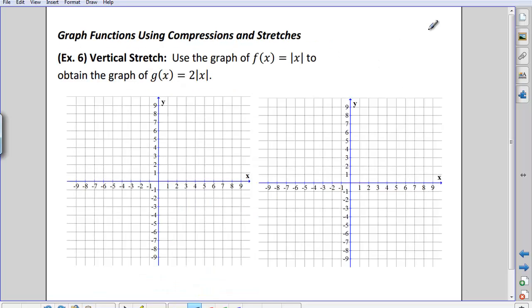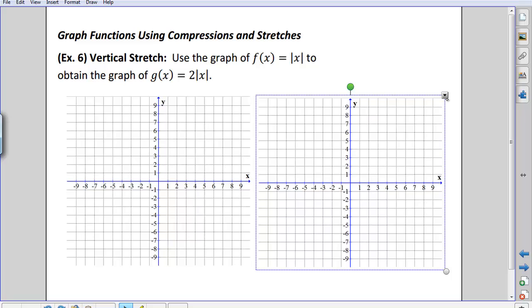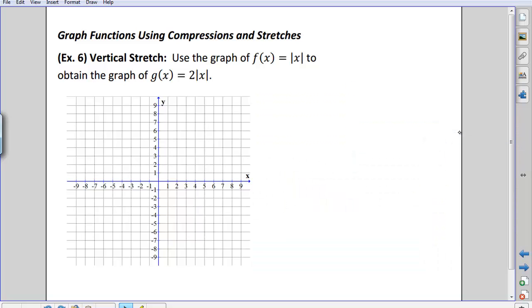Okay, vertical stretch. Use the graph of f of x equals the absolute value of x to obtain the graph of 2 times the absolute value of x. And so, again, here we're moving into something different. This is a vertical stretch. I'm actually going to delete one of these, and we'll do this like we did the previous ones. Let's start with a table.